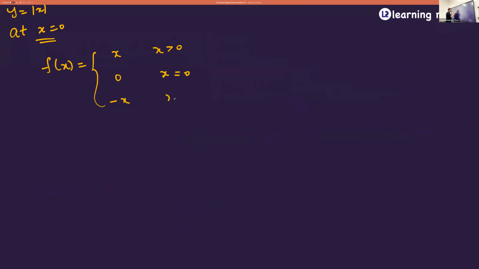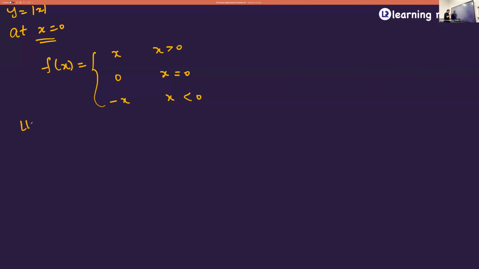Now see, if I take the function y is equal to mod x, we need to check whether this function is differentiable at x is equal to 0. So how to do this? First, define the function f of x is equal to x when x is greater than 0, 0 when x is equal to 0, minus x when x is less than 0.